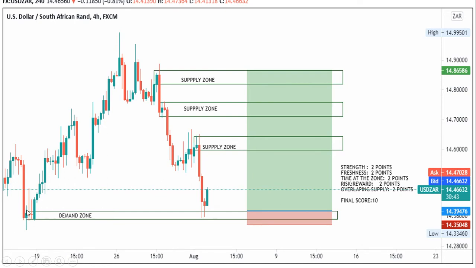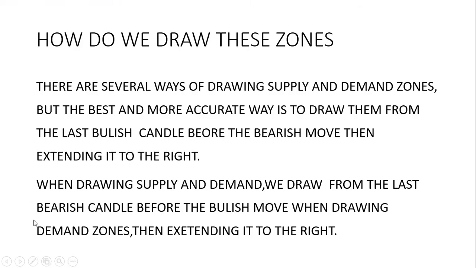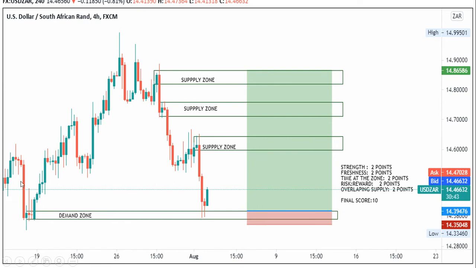So as I've told you, there are a lot of ways to actually trade these zones. There are a lot of ways to draw these zones. Others prefer to draw the week to week, the last bearish candle before the bullish move. You can draw the opening to the closing price, or you can draw the whole consolidation. So the choice is up to you.